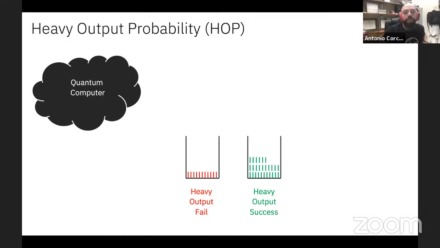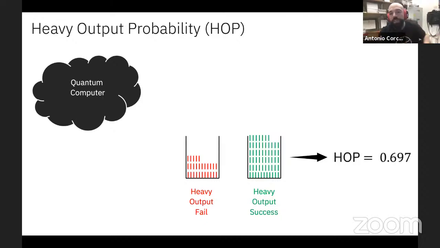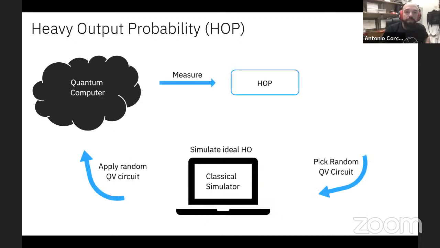And then we need to do this for many circuits. In this case, we'll have like 0.69, so we'll have passed the test of the heavy output for this particular depth, a number of qubits. So the entire quantum volume protocol is we pick a random circuit, we pass it to the simulator, we get a set of probabilities, then we measure it in the quantum computer, and then we get the heavy output.